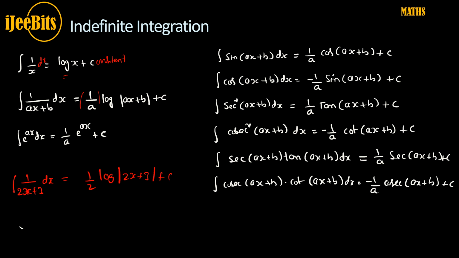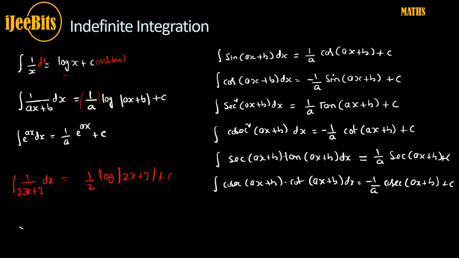Similarly, see, integration of e power x dx is equal to e power x plus c. That is how we read in the previous slide. Here there is a constant. When you have a constant a multiplied by x, a is a constant as a coefficient of x, a multiplied by x, this can be written as 1 by a e power ax plus c.